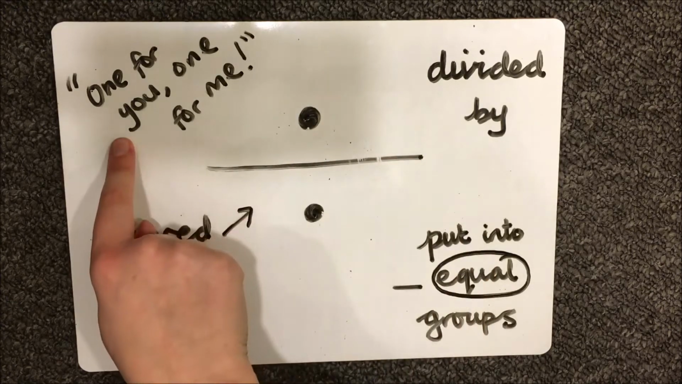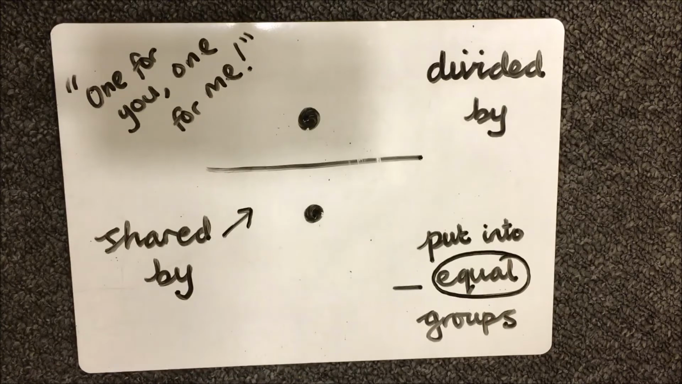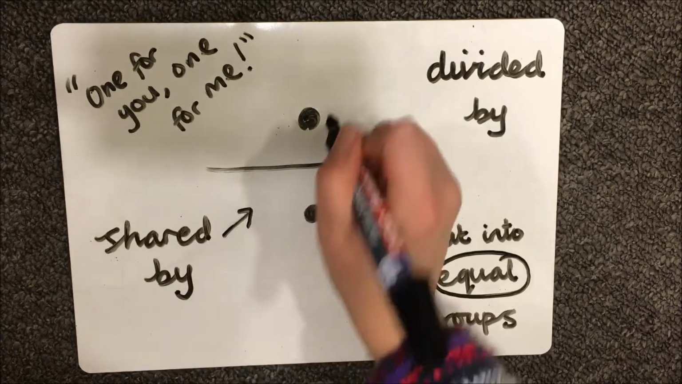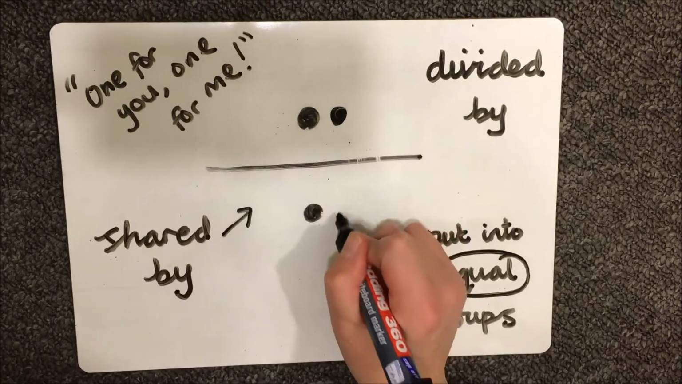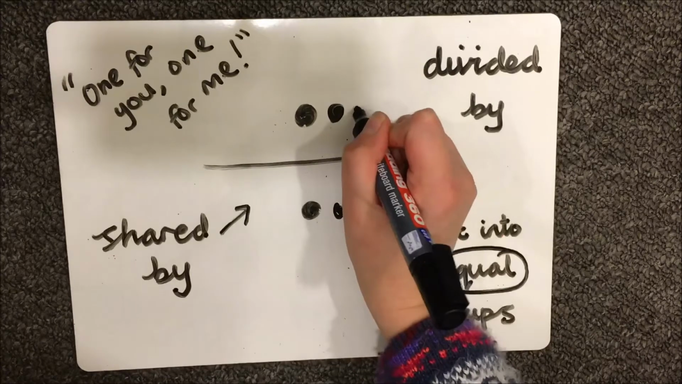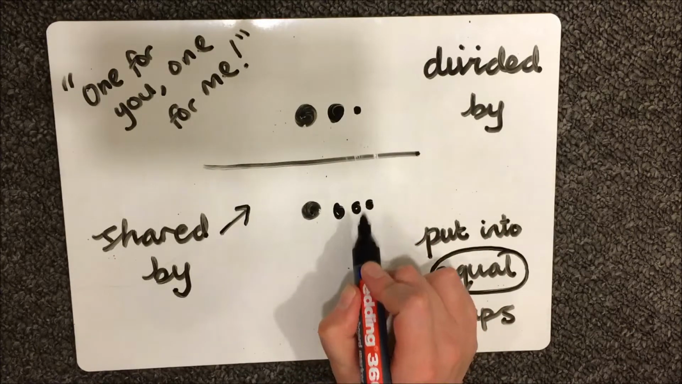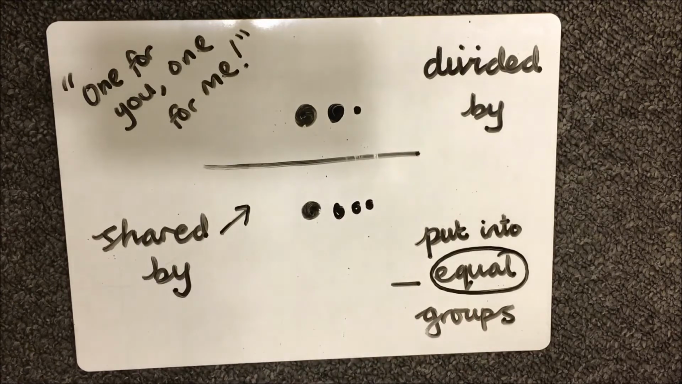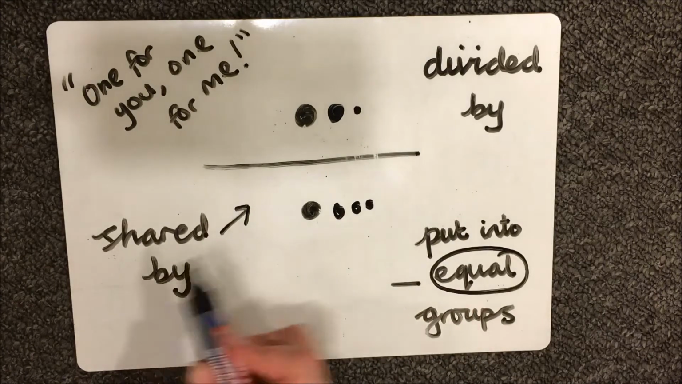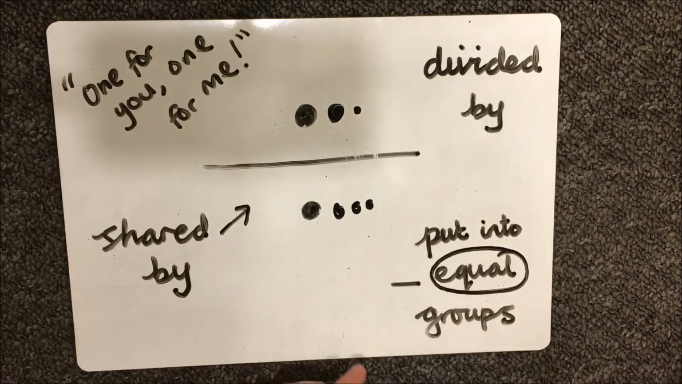I like to call this the 1 for you, 1 for me method. This means that you will always check that everybody has the same amount. If I started just doing this, I'm going to give you 2, then I'm going to give you 3, then I'm going to give you 1, would that be fair? No, this person would have more, they have 4, and this person would have 3. It's not fair. When we share, when we divide, it needs to be equal.